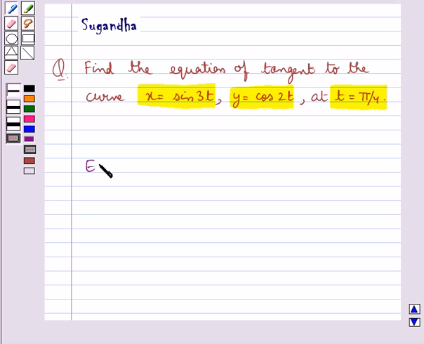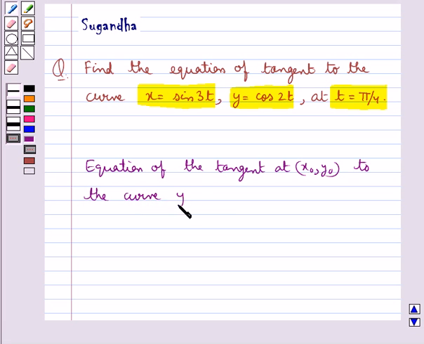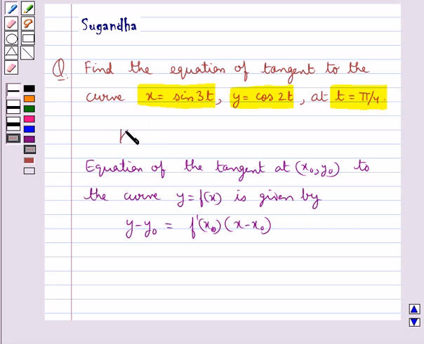We know that equation of the tangent at the point x0, y0 to the curve y equal to f(x) is given by y minus y naught equal to f dash x naught into x minus x naught. This is the key idea to be used for this question. Now let's move on to the solution.